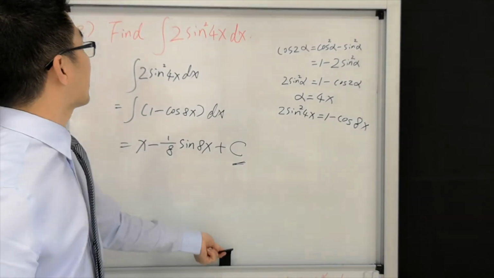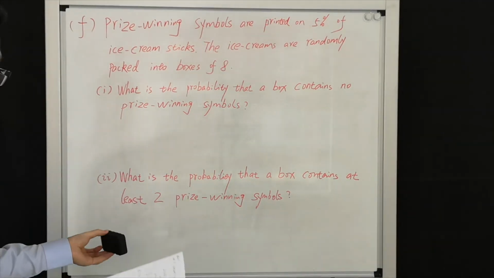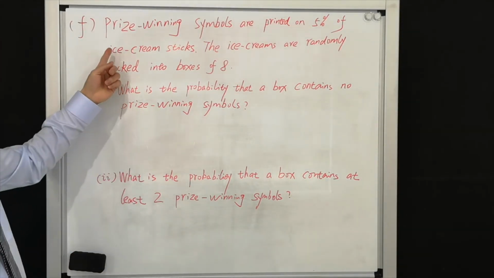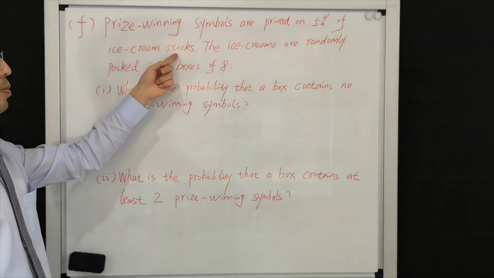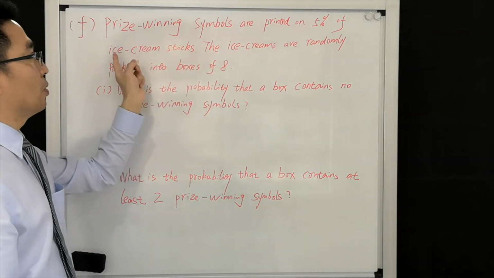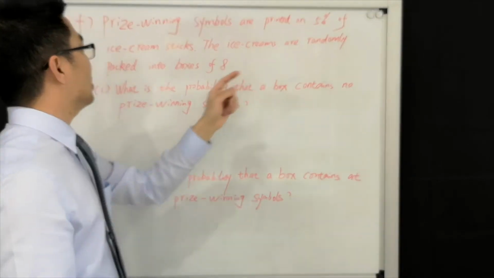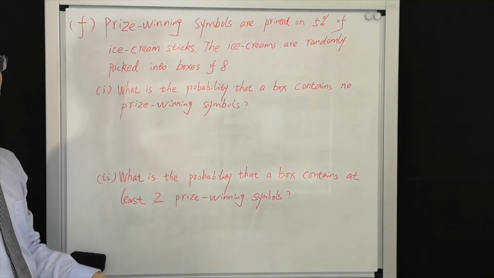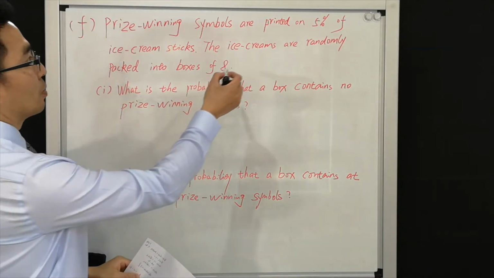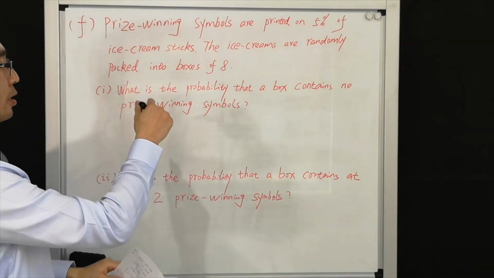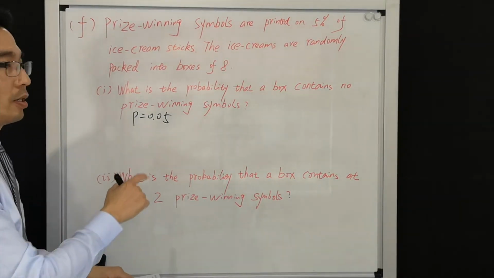For question F, next one. The prize winning symbols are printed on 5% of ice cream sticks. So only 5% of all ice cream sticks have these winning symbols. The ice creams are randomly packed into boxes of 8. So with one box, there are 8 ice cream sticks. So one ice cream stick has 0.05 probability to get a winning symbol.